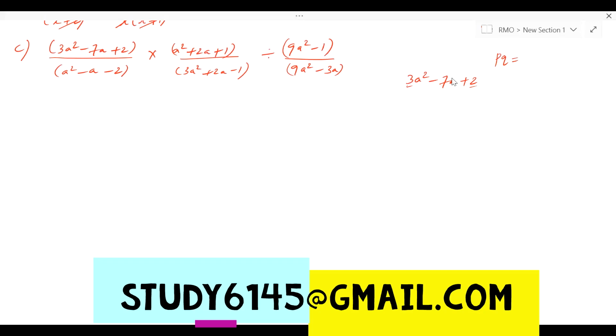P plus q is minus 7, and p times q is 6. Good. Okay, so let's try down to factorize and get minus 7 out of 6. So can you just get the factors of 6? We want minus 7. Okay, so 3 and 2 doesn't add up to minus 7. Okay.